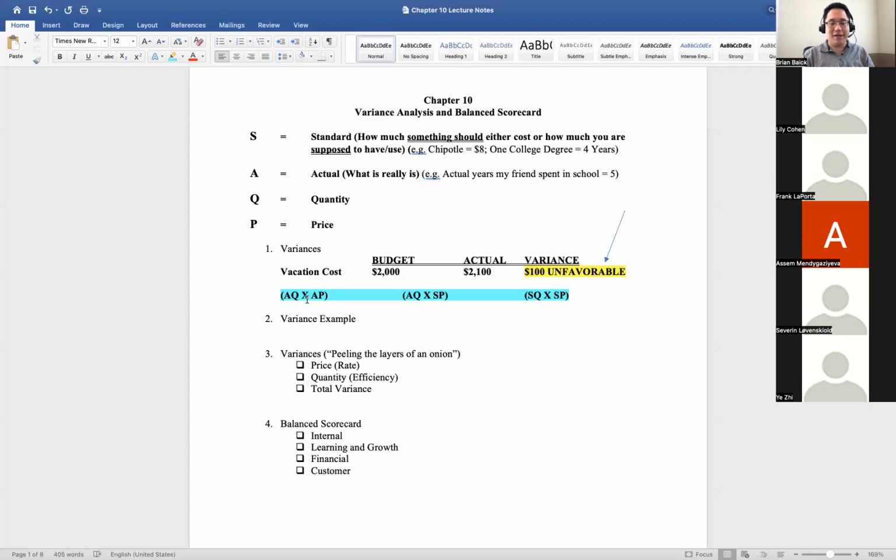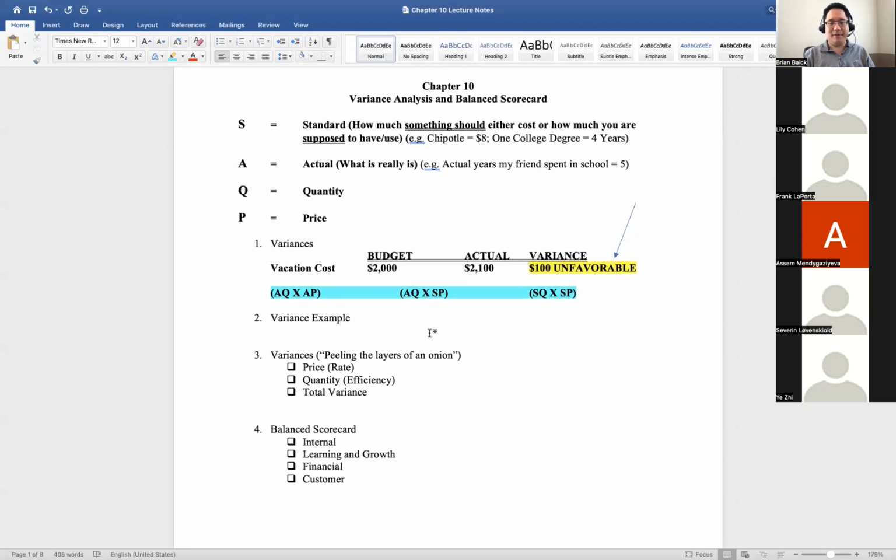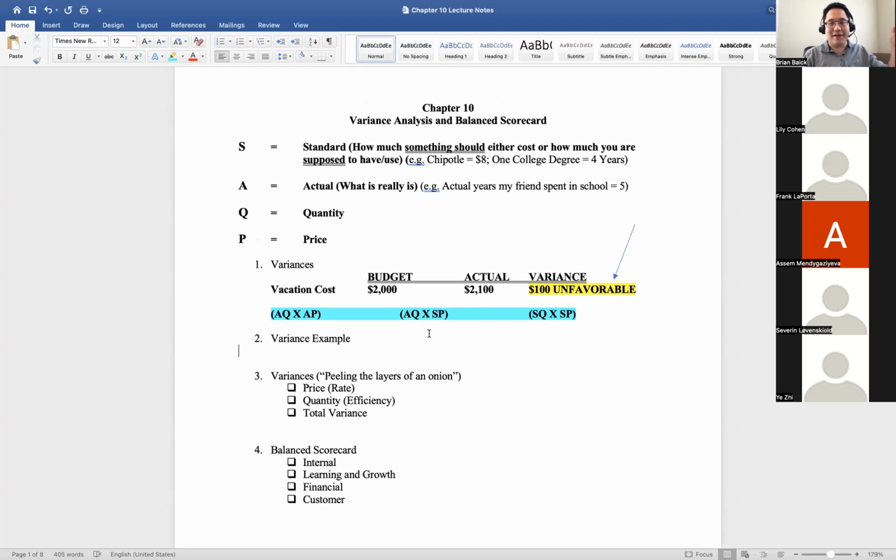Can you tell me what AQAP stands for? Yeah, can you hear me? I can hear you now. Yes, very well. Okay, perfect. I think that would stand for actual quantity times the actual price. And what about AQSP? That would be actual quantity times standard price, and then standard quantity times standard price. Perfect. Okay, so this is the formula that we're going to use for the whole chapter.